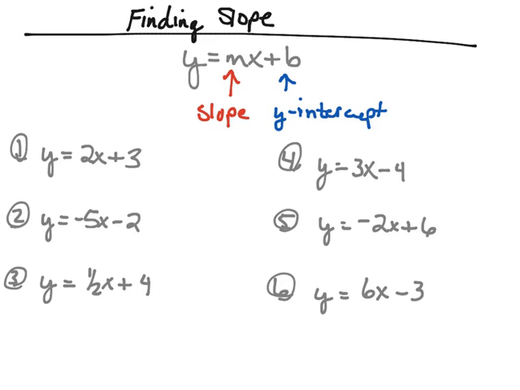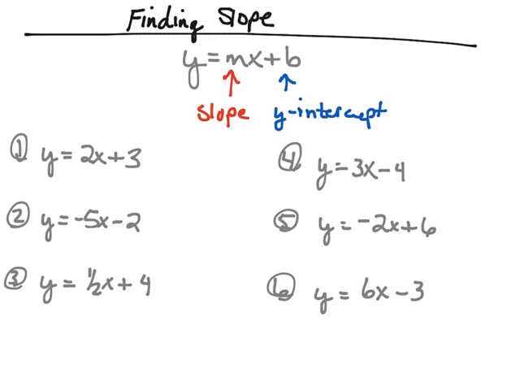So anytime we have an equation written in this form, y equals mx plus b, and we're asked to find the slope, all we're going to do is look for the value in front of our x. Now that's going to be our slope. So I've got 6 examples here that we're going to look at, and all we're going to do is find the slope. Notice every single one of these equations is written in that form, y equals mx plus b, or what we call the slope-intercept form.